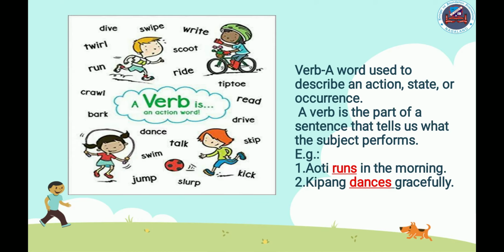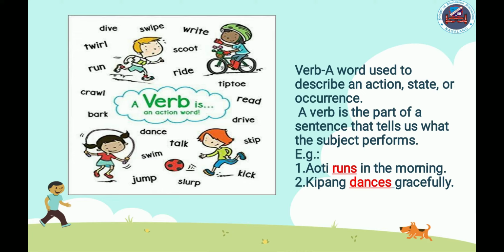Firstly, we will be discussing verbs. What is a verb? A verb is a word used to describe an action, state, or occurrence. A verb is a part of a sentence that tells us what the subject performs. For example, Auti runs in the morning. Here the subject is Auti. What is the action word here? Runs is the action word, so that will be the verb.